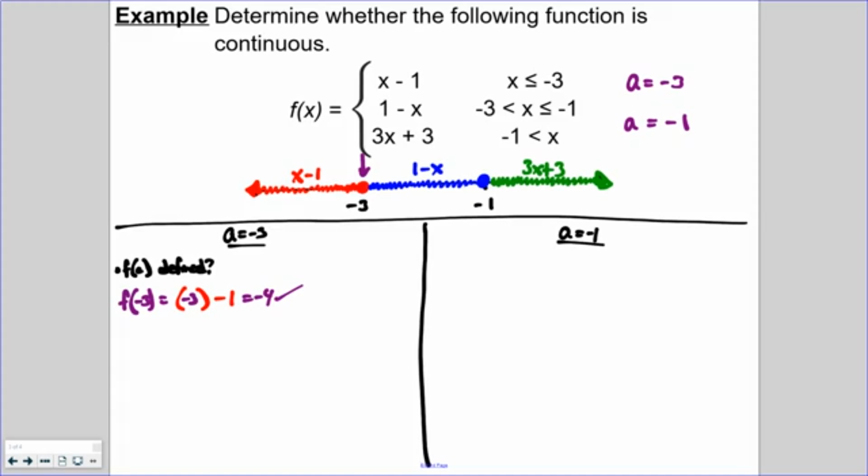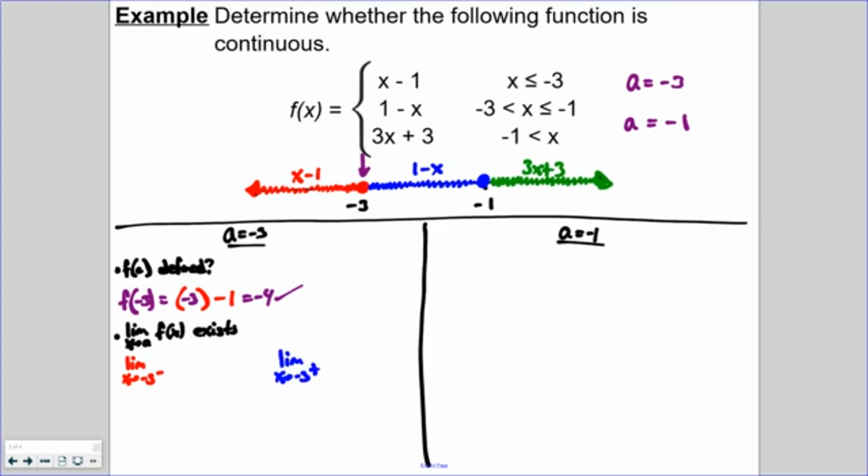Moving on to our second condition now, we need to show that the limit exists. So the limit as x approaches a of f of x exists. Alright, so that means we're looking for the limit as x approaches -3 from the left, and we're looking for the limit as x approaches -3 from the right.